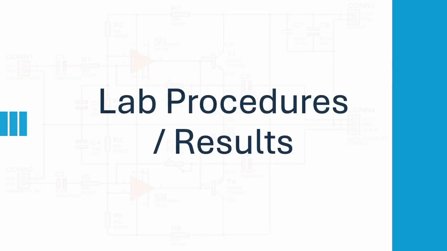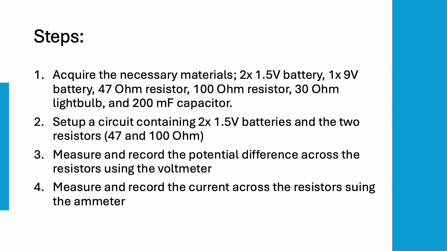Lab procedures/results. To conduct our first experiment and build our first circuit, one, you need to acquire the necessary materials, which would be two 1.5 volt batteries, one 9-volt battery, a 47 ohm resistor, 100 ohm resistor, and 30 ohm light bulb, and a 200 millifarad capacitor.